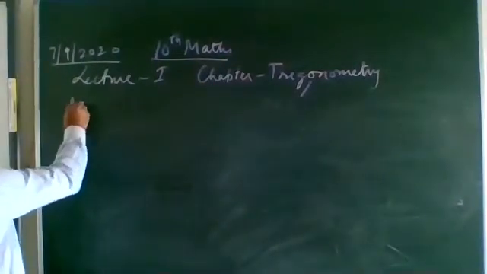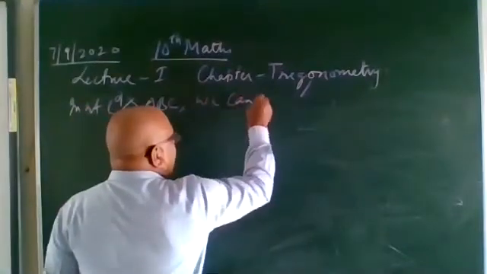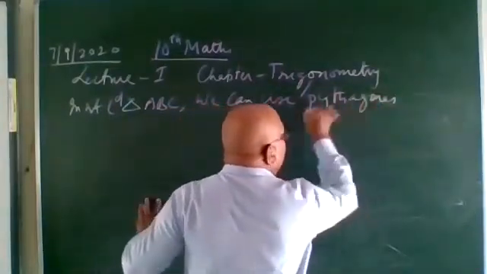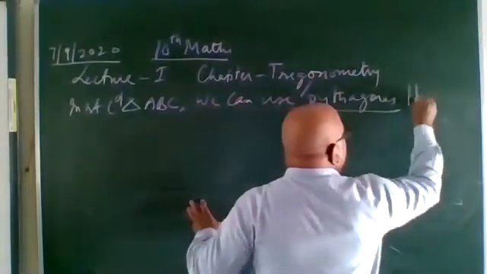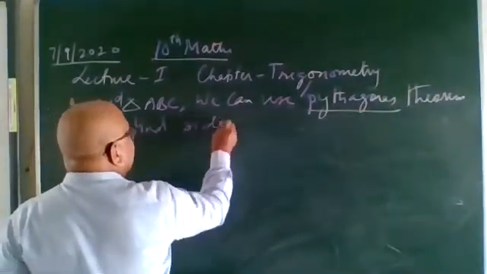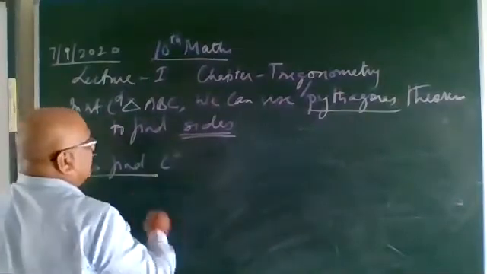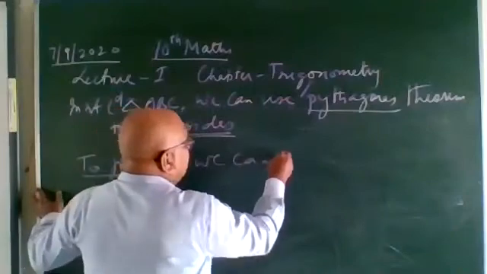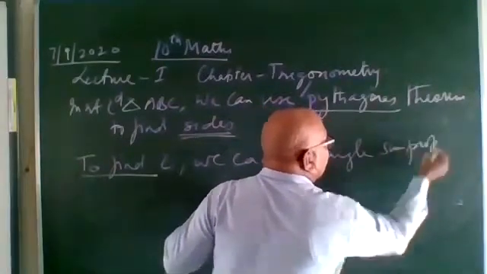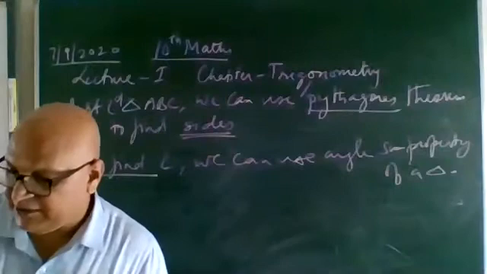So in right angle triangle ABC, we can use Pythagoras theorem to find sides, and to find angle, we can use angle sum property of a triangle.